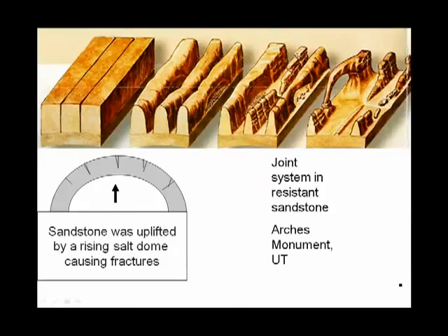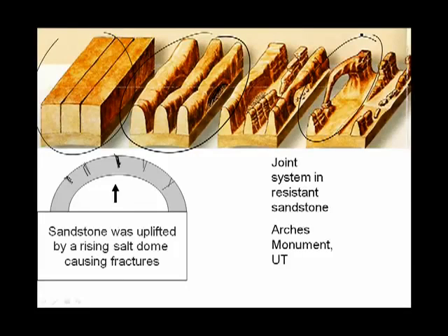Here's an example of joints forming in an unusual way. Underneath Arches National Monument, there was salt rising, a salt dome, and as it rose below a layer of sandstone, it formed cracks, and those cracks were a good place for more weathering to occur. And as a result, those cracks weathered into what's known as fins. And every once in a while, one of those fins would erode more from the bottom, and you would get an arch. Hence the name, Arches National Monument, one of my favorite.